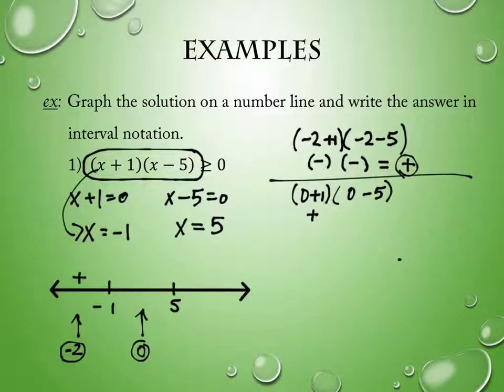Positive. 0 minus 5, negative. And what is a positive times a negative? Negative. So we've got a negative right here.